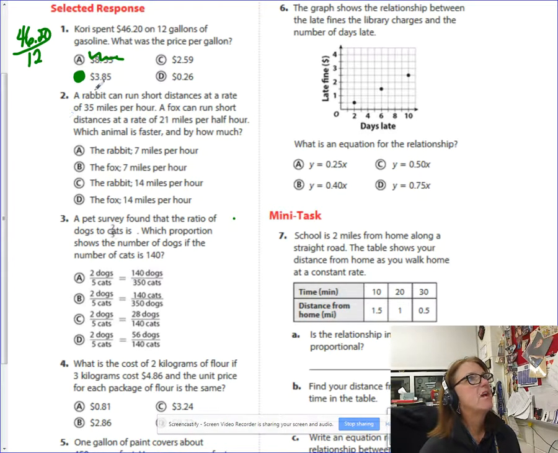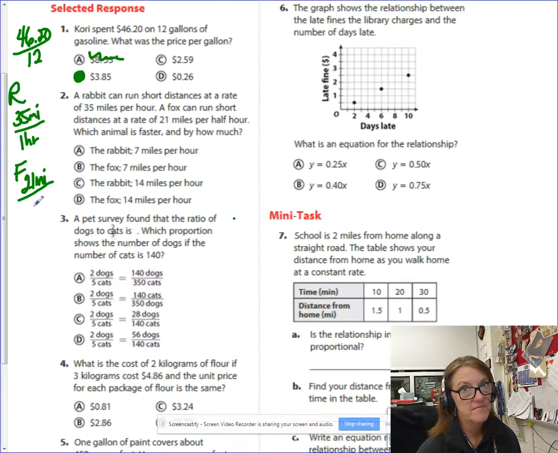Yeah. The rabbit can run a short distance at a rate of 35 miles in 1 hour. All right. A fox can run short distances. I'm going to put fox right here. The fox runs a rate of 21 miles, and right away, Speedy Sally's like, oh yeah, rabbit's faster. Per half hour. Oh. Hey, I think the fox is pretty fast because it's trying to outfox you right now.